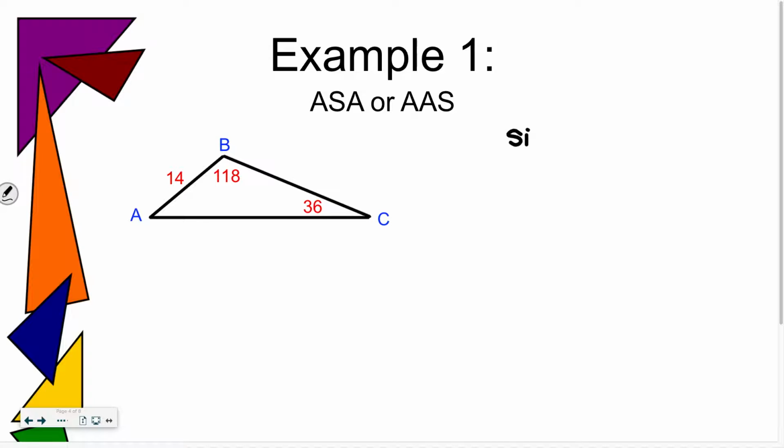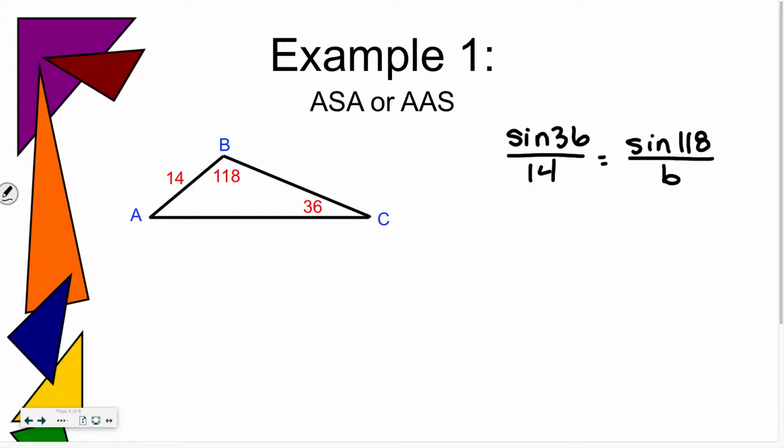That would be the sine of 36 over 14 is equal to, and at this point, the only other bit of information I have is angle B, so I'm going to have to do the sine of 118 all over B. That's really my only option. Okay, so if you can find a matching pair, then create that one ratio. And then with whatever's left over, that's what you're going to find.